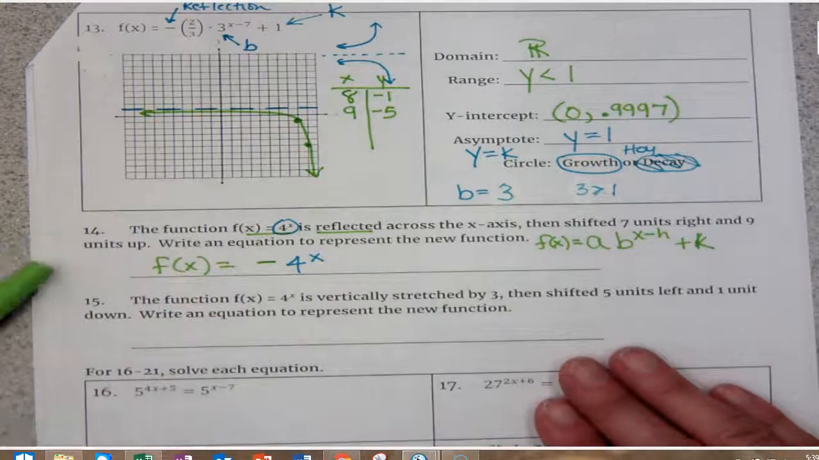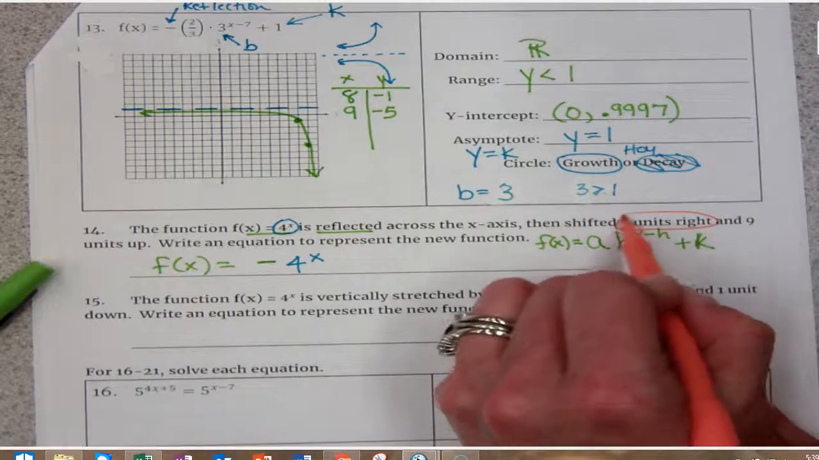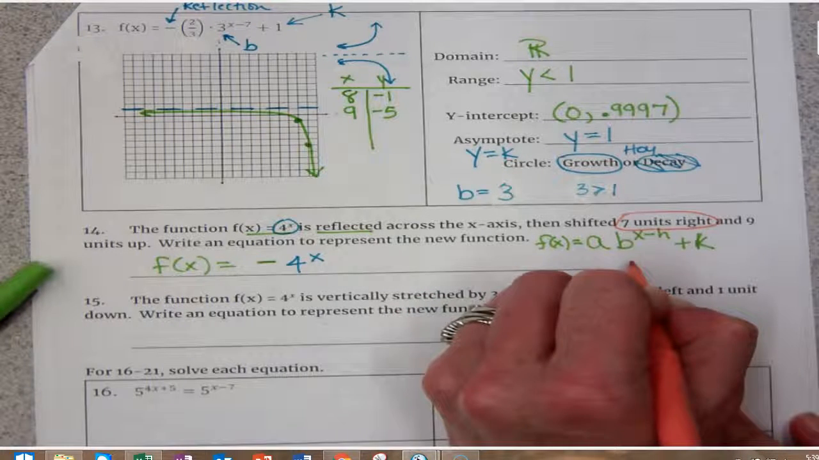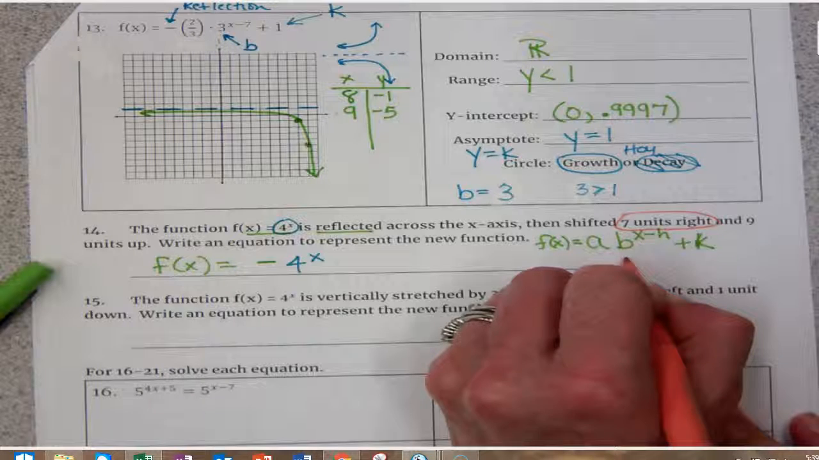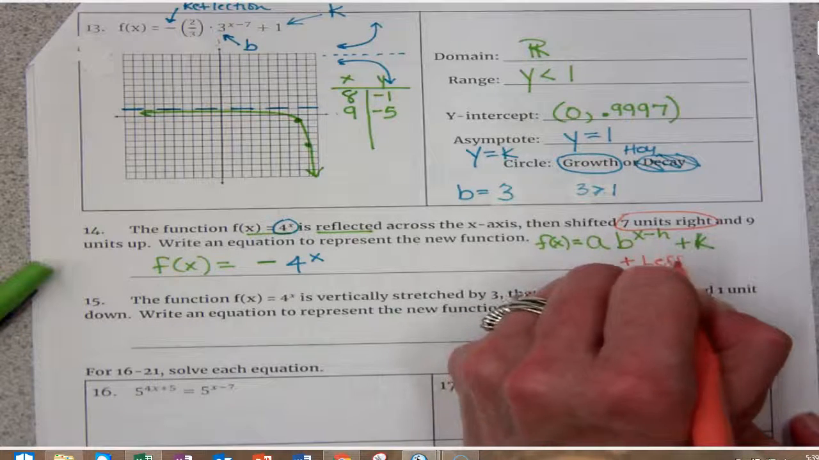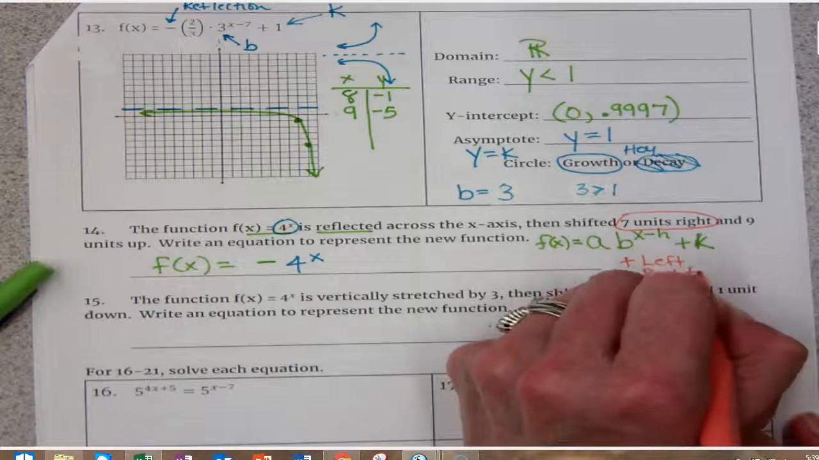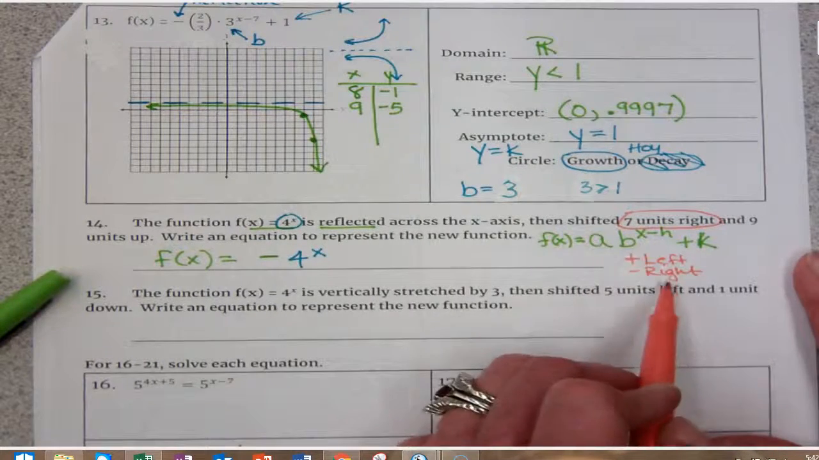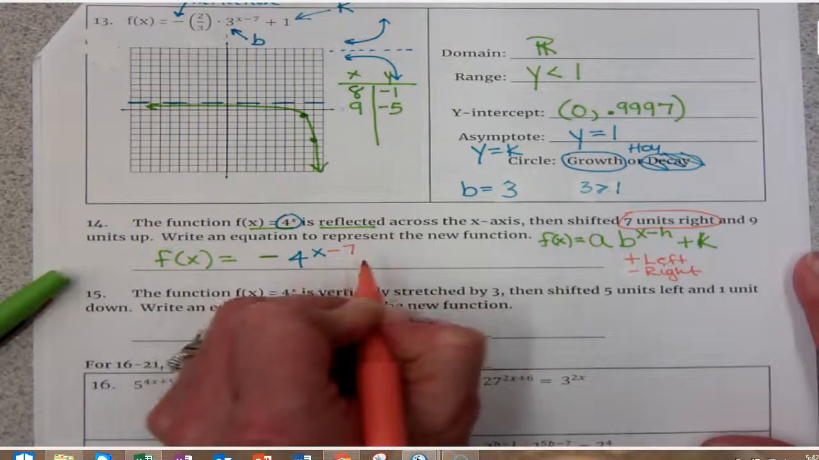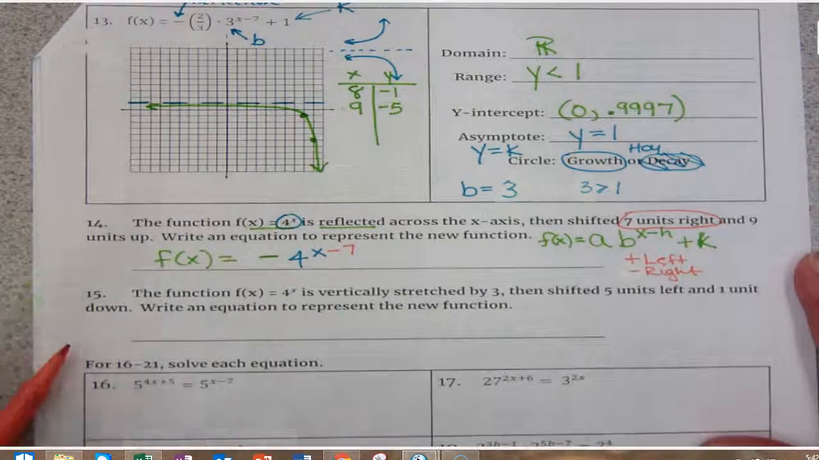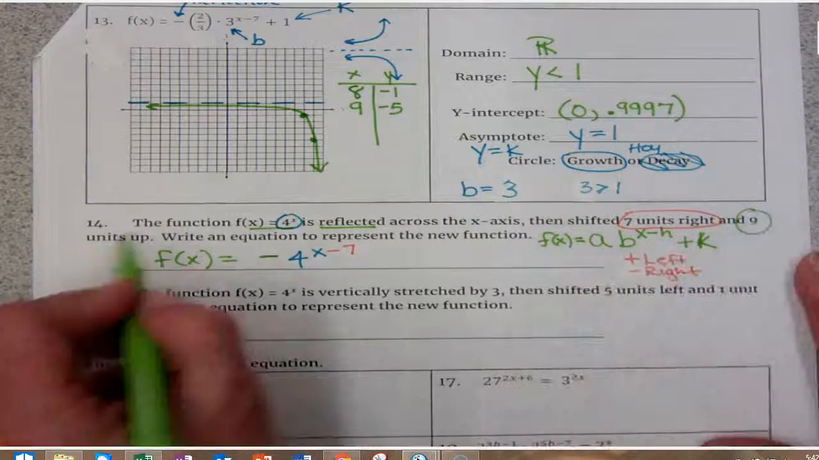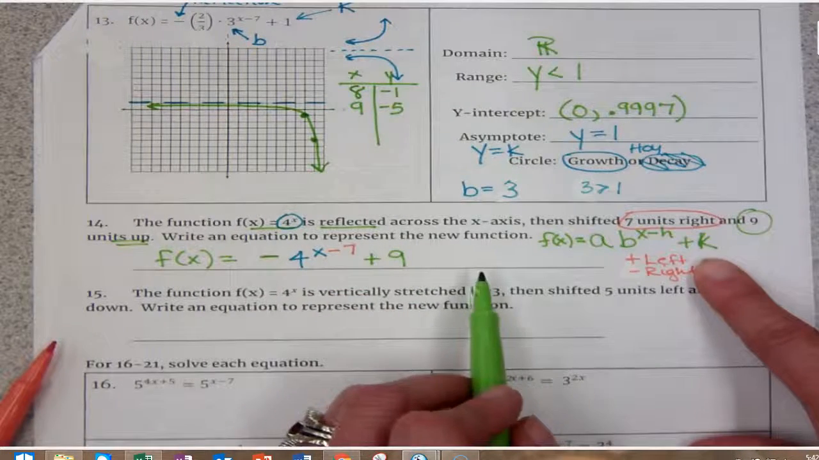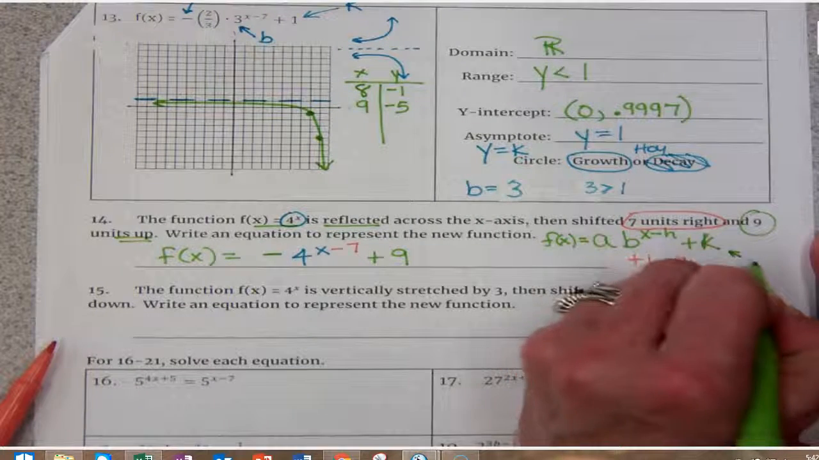And then if it's shifted 7 units right, we know that plus is left, minus is right. Is that right? I don't know, my brain's not working. Okay, so if we know we're going 7 units right, we're going to do minus 7 and up 9 units. So plus 9. Now make sure that this is in your k position, which is not an exponent. This is not an exponent.